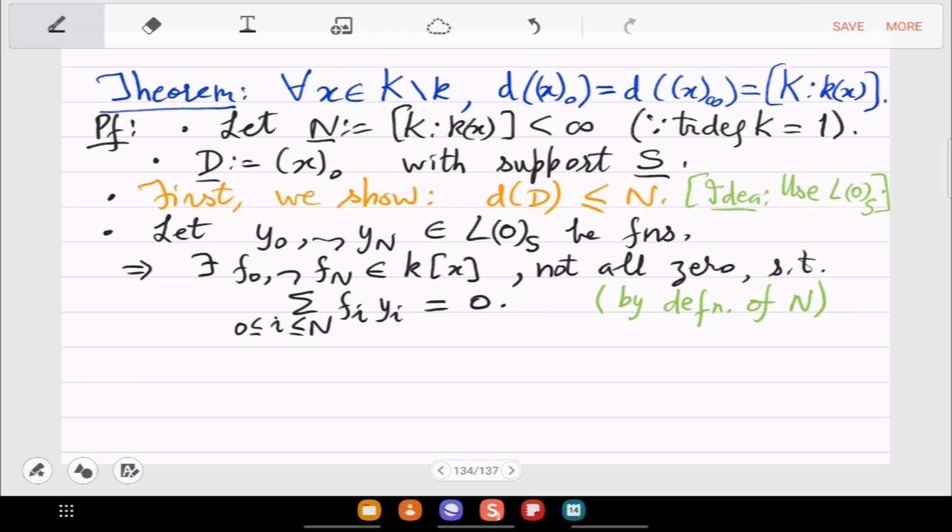How did this summation fi yi come? K over k(x) has dimension n, so it's a vector space. That's why we took those f0 to fn. For any n plus 1 functions there is a dependence, because the dimension is big N, that's all. As I do more calculation, L0s will be used. Right now we are not using it. You will see how it will be used.